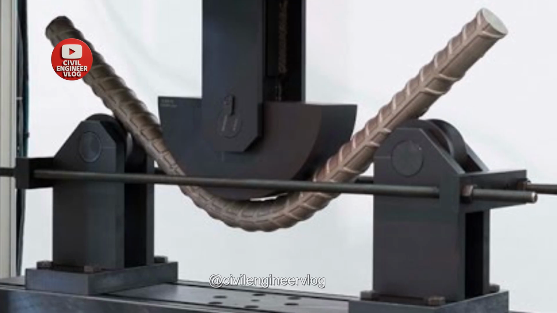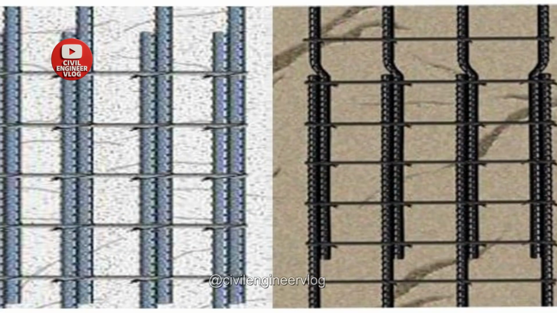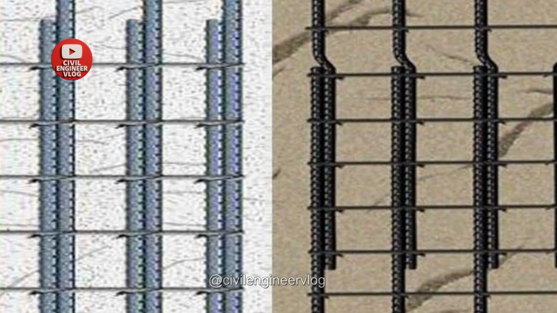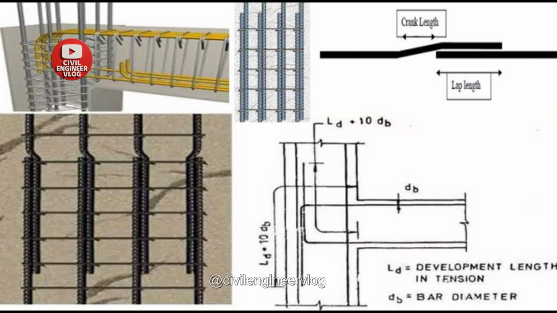Follow standard bending rules. Example, minimum 4D or more depending on bar diameter. Always use a rebar bending tool or machine. Avoid manual or forceful bending with pipes or crowbars.